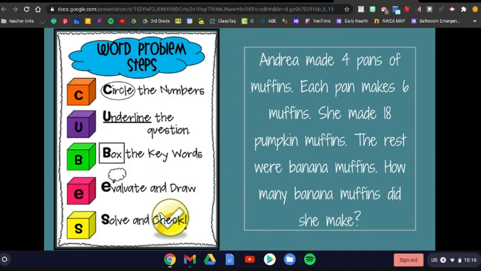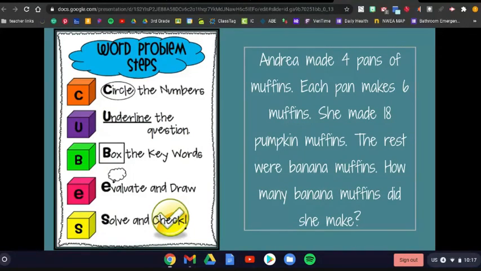So they tell us to circle the numbers in the problems, underline the question being answered, box up the keywords so we know what to do. E is for evaluate. That means check your answer and draw some conclusions, and then you solve and you check. These are the same steps that we always use when we answer questions, even if we don't use this strategy, but that's one that you're going to see a lot more of coming up in our work.